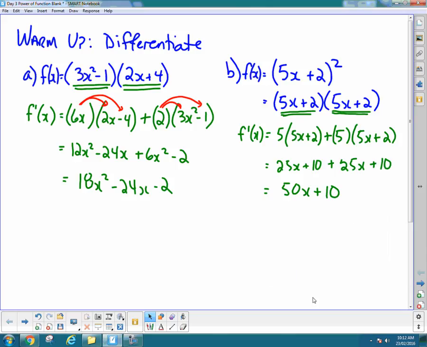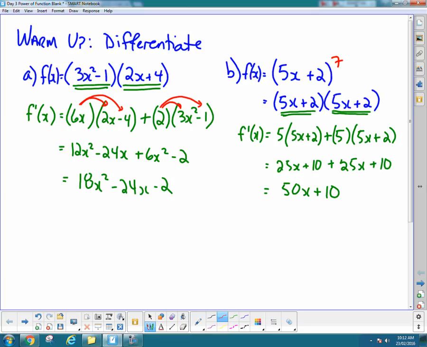So in our warm-up, we saw an example where we had a polynomial being raised to an exponent up here. So it was to the power of 2. So that was easy to deal with. We could just write it out as 5x plus 2 times itself twice. The problem would happen if this question was changed and it wasn't raised to the power of 2, but it was raised to the power of 7.